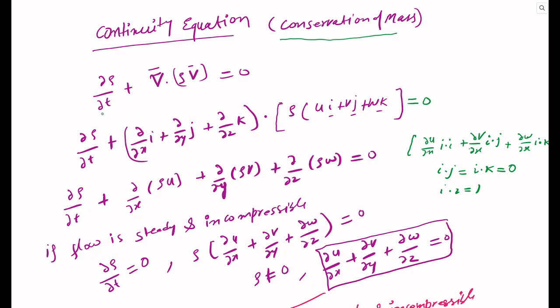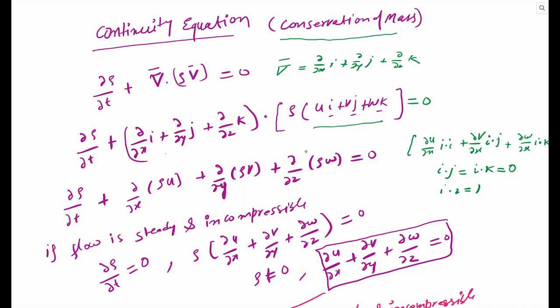The continuity equation is del rho by del t plus del dot rho V, where del is the del operator. If we expand this del operator, which is a vector, we can write it as del by del x i plus del by del y j plus del by del z k. Here rho is the density, and V is the velocity vector.